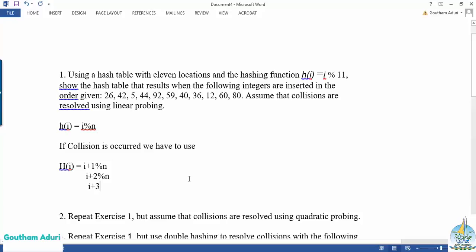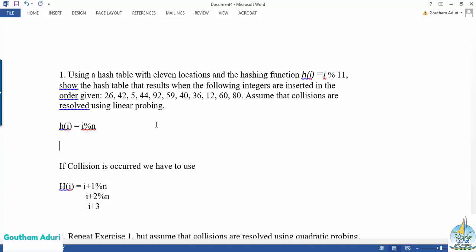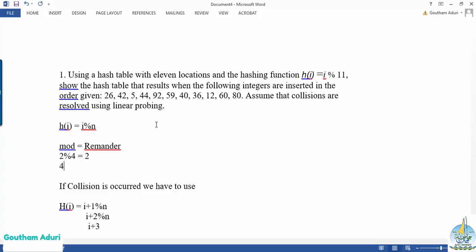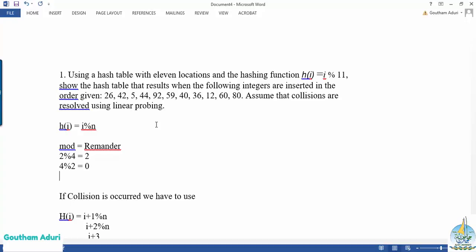First let me describe what mod is and how we can calculate it. Mod is nothing but the remainder value. If you divide 2 by 4, what's the value? If the dividend is less than the divisor, you get the same value. But if I say 4 mod 2, it's 0. Similarly, 5 mod 7 is going to be 5, because 5 is less than 7, and you're not going to get a whole number, you're going to get a decimal.